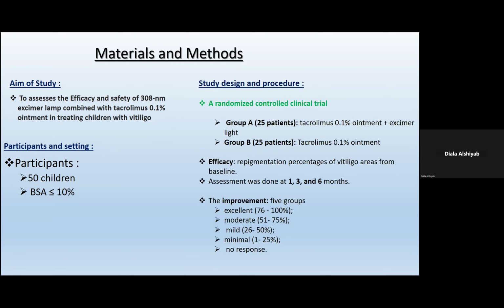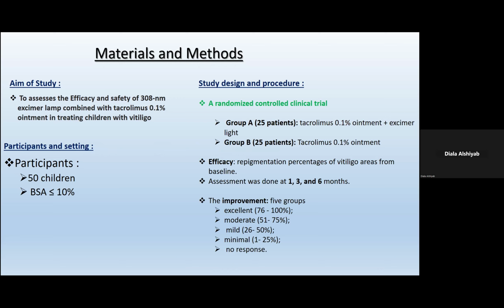Our population in this study were children. We included 50 children with limited vitiligo of body surface area of less than 10%. And the study was a randomized controlled clinical trial. We divided the patients into 2 groups. Group A received both tacrolimus and excimer light, while Group B was treated only with tacrolimus ointment. Then we assessed the efficacy by assessing the repigmentation percentage of the vitiligo area from the baseline, and this was done at 3 points: after 1, 3, and 6 months of treatment.